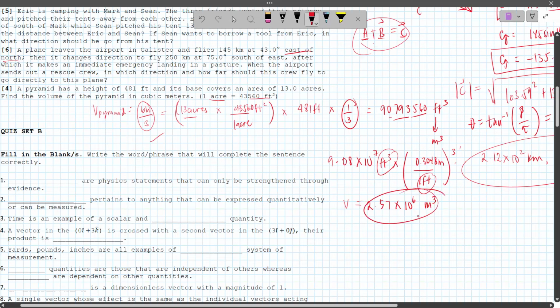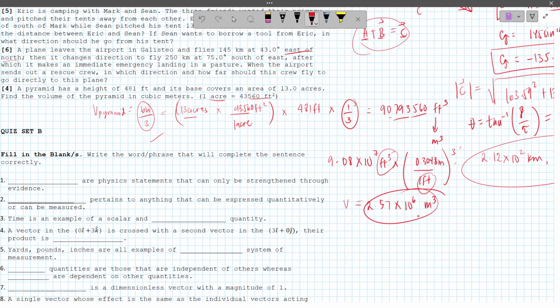I lost my answer sheet for quiz 1, so I don't know if these were the right answers that I was able to derive for those items. But anyway, let's proceed to the next item.